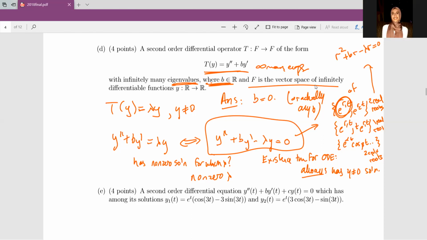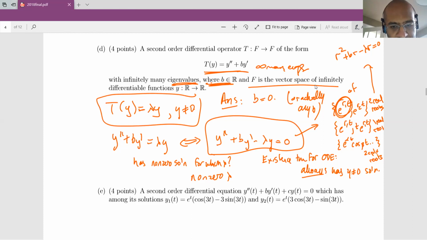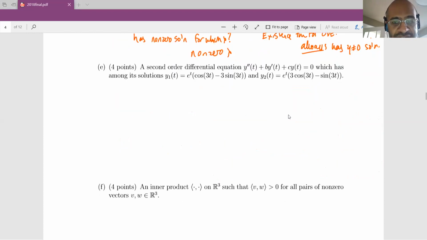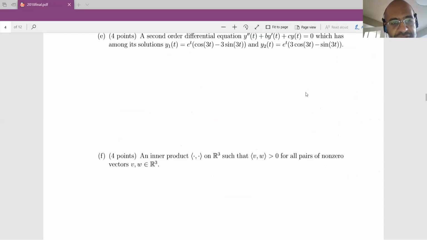Right. But in this question, I'm not asking you what the kind of solution is. I'm just asking you, is there any solution? Okay, yeah. Does that make sense? Yeah. Okay. Thank you. Any other questions? Okay. Let's move on to this. A second order ODE, which has among its solutions these two solutions.